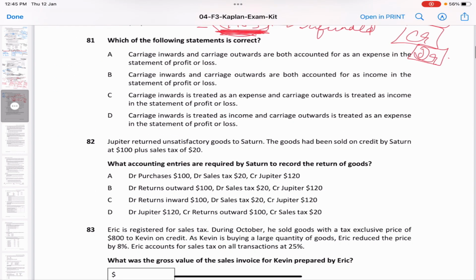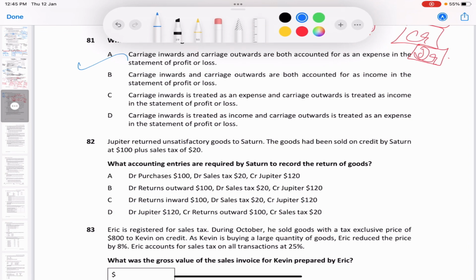81. Which of the following statements is correct? Carriage inwards and carriage outwards are both accounted for as an expense. A is my answer. Jupiter returned unsatisfactory goods to Saturn. The goods had been sold on credit by Saturn as 100 plus 20. What are the accounting required by Saturn?